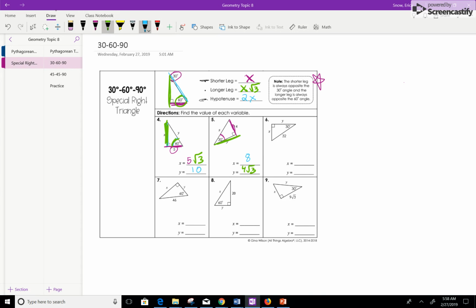Okay, now let's look at the next one. For the next one, they gave us our hypotenuse. So now we kind of have to think backwards. If 2x is 32, then x is going to be 16. So that means that our short leg right here is going to be 16. And then our long leg is going to be 16 root 3.